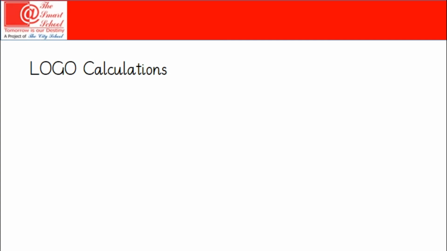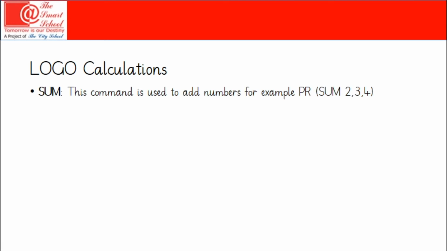Students, we can also use Logo to perform calculations. For example, we can add numbers, multiply numbers, subtract numbers, and divide numbers. The commands which we use for these calculations are: sum. This command is used to add numbers. For example, print sum 2, 3, 4. It will show you the sum of the numbers 2, 3, and 4.